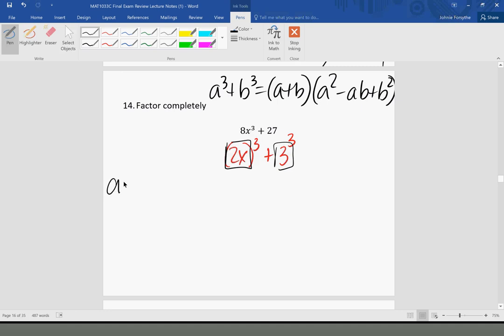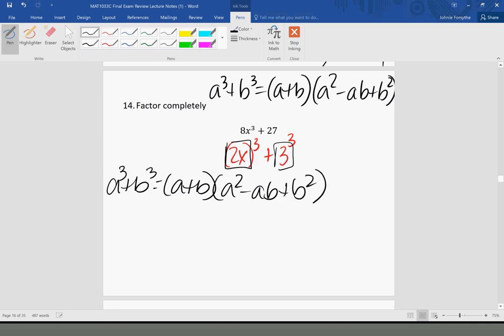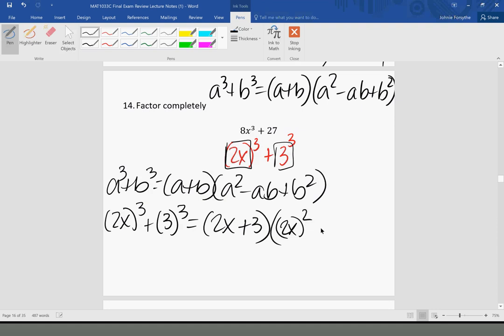So if we follow that factor pattern, a cubed plus b cubed equals a plus b times a squared minus ab plus b squared. If I have 2x cubed plus 3 cubed, I'm going to have 2x plus 3, that's going to be my a plus b, times a squared. So I have 2x, all of that squared, minus a, which is 2x, times b, which is 3, plus b, which is 3 squared. So now we're going to clean this up.